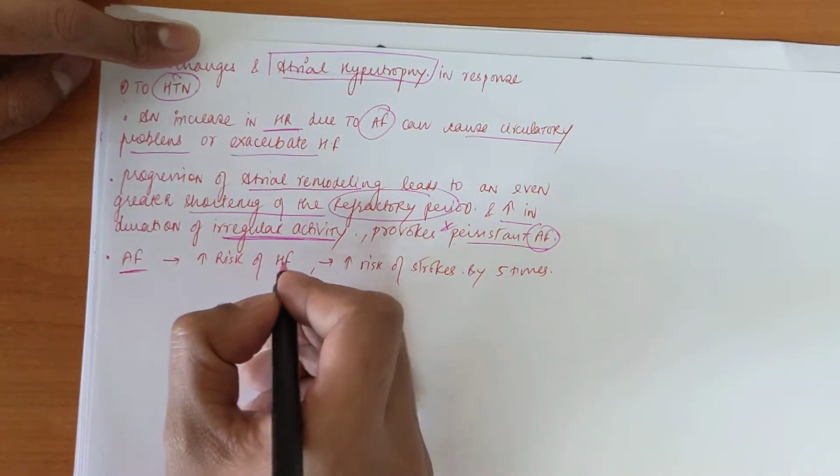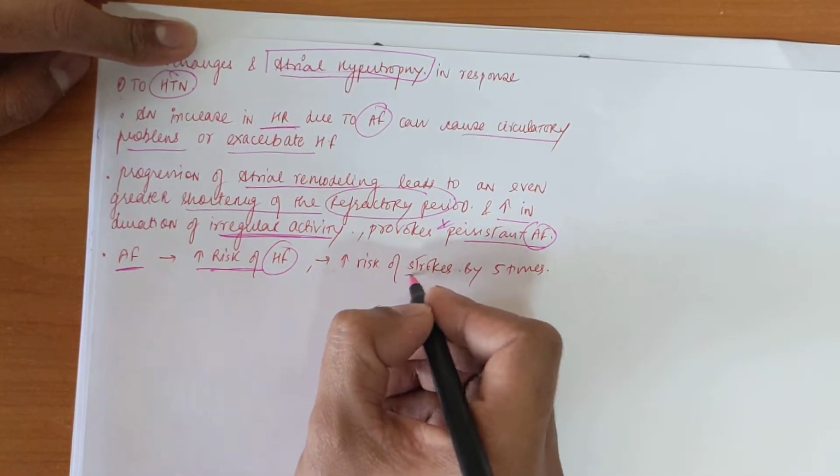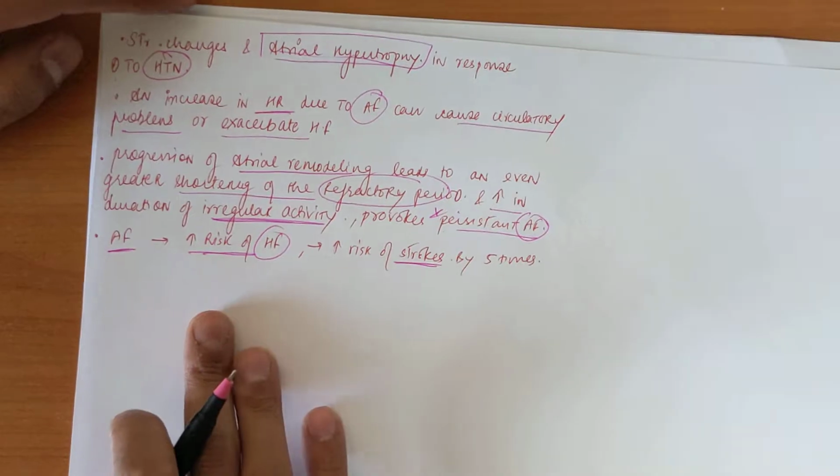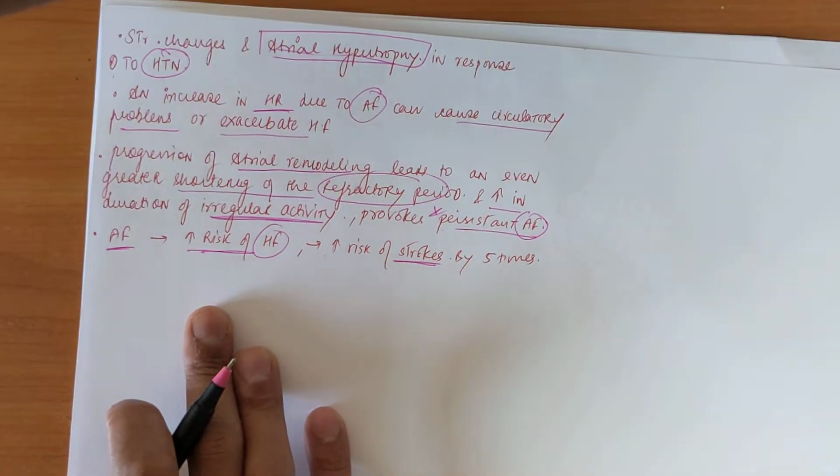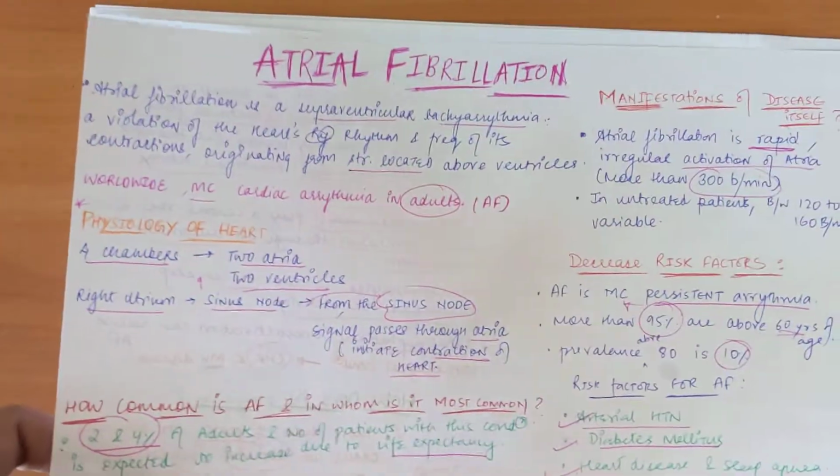Atrial fibrillation increases the risk of heart failure. It also increases the risk of stroke by 5 times. So this is atrial fibrillation, as I told you, in a simple way.